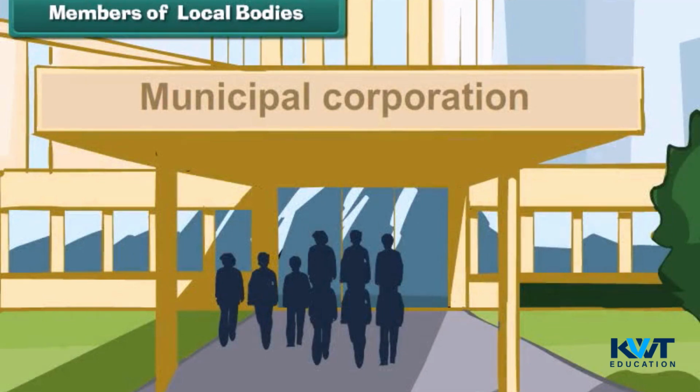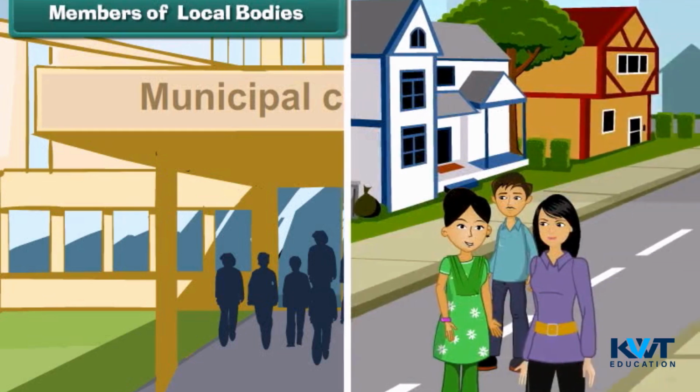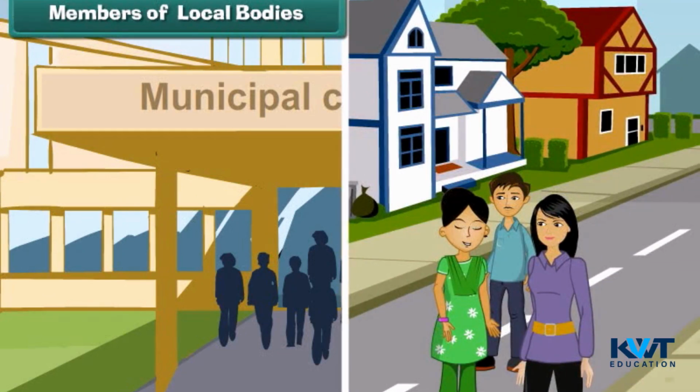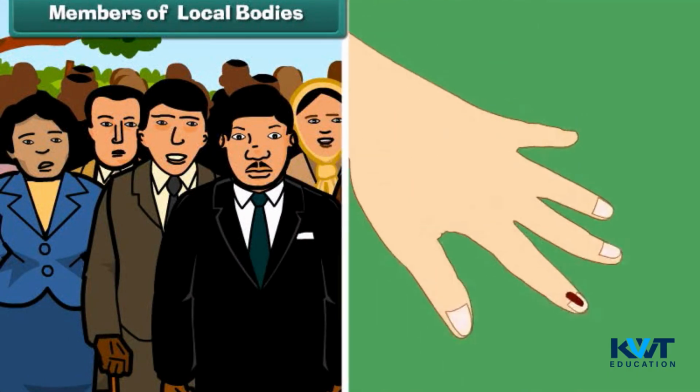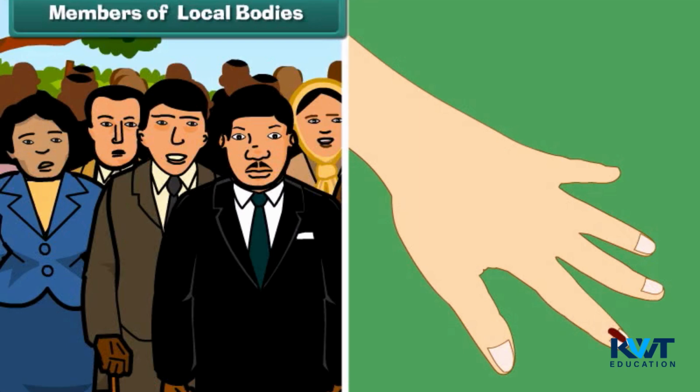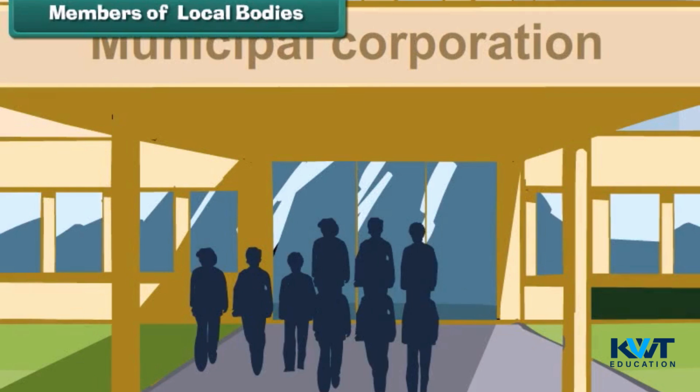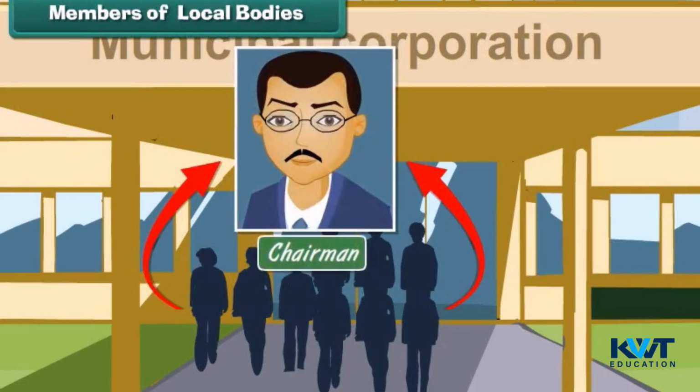Members of the municipal committee or corporation of a town or a city are elected by the people of that town or city. All men and women who are 18 years of age or above are allowed to cast their votes in municipal elections. The elected members of a municipal committee or corporation elect their chairman. In big cities, the chairman is called the mayor. He is the head of a municipal committee or corporations.